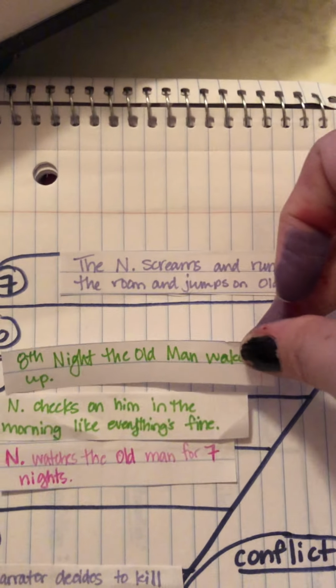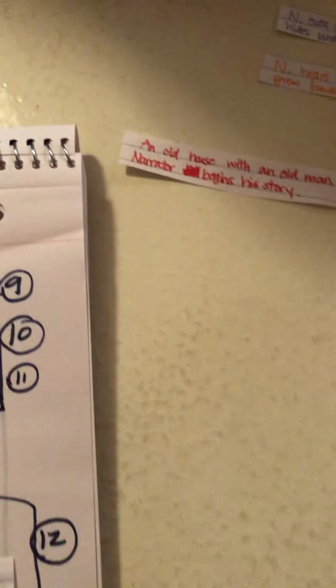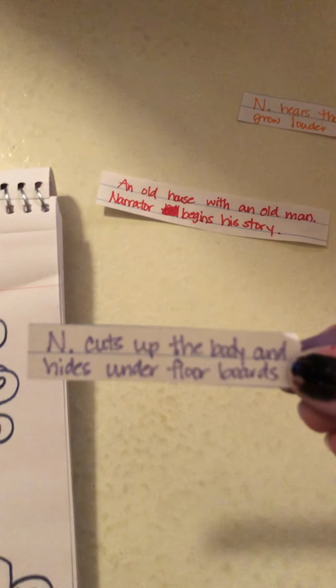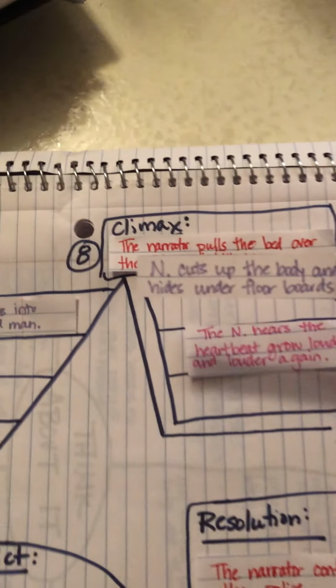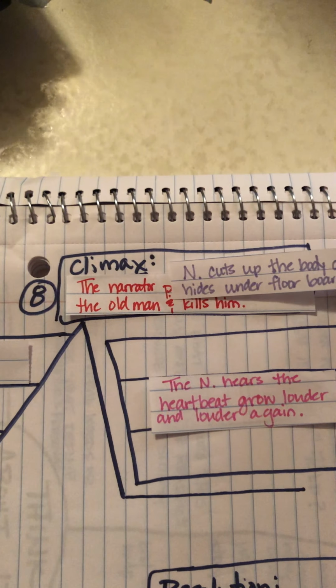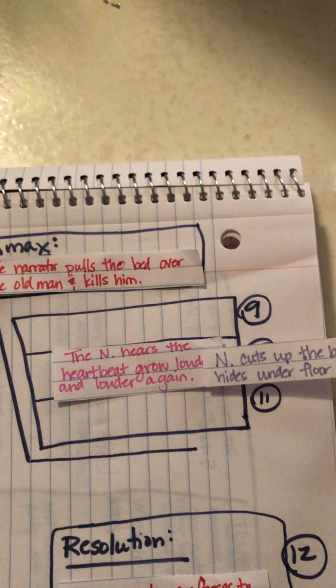Okay. So that's the rise in action over here somewhere, right? So I'm going to set that right there. Let's see. The narrator cuts up the body and hides it under the floorboards. That's going to be my falling action, after he kills him, before he hears the heartbeat again. So let's put that right there.